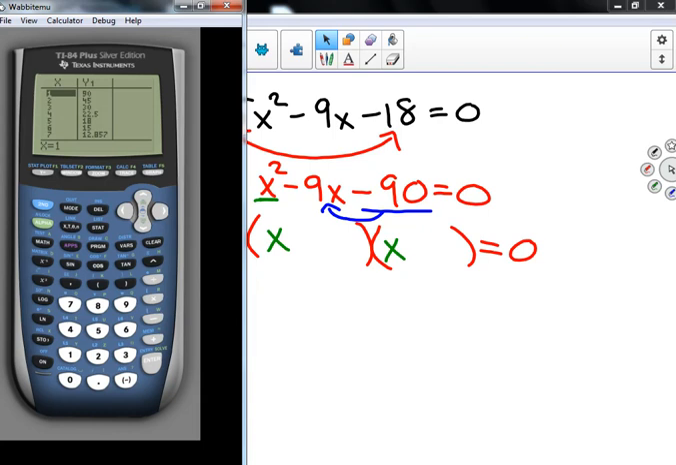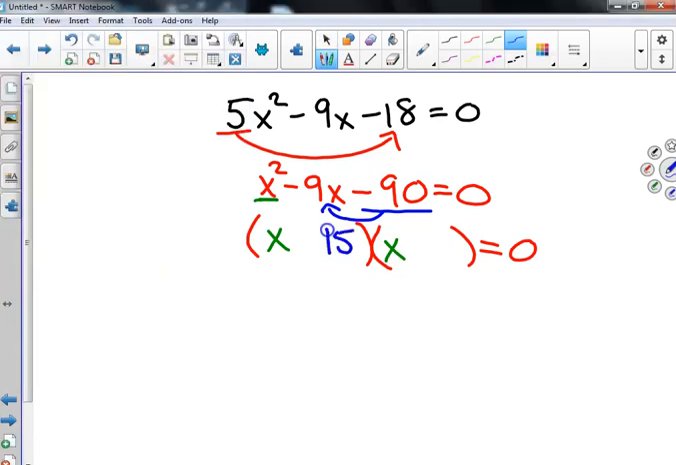1 and 90 are too far away. 3 and 30 too far. Not even numbers, so I can't use those. Okay, so it's 13. I'm getting closer. Okay, there it is. 15 times 6 will give me 90. So then 15 times 6, at the moment it does not matter where they go. And then to get negative 9, the bigger number must be negative.